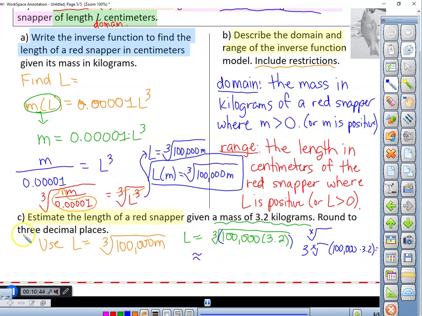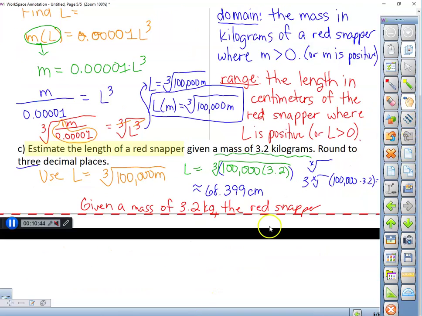And what you should get to 3 decimal places is the number 68.399. And this would be our length, and length, if you recall, is measured in centimeters. So this is in centimeters, and then we can write our conclusion. So, given a mass of 3.2 kilograms, the red snapper is about 68.399 centimeters in length, or long.